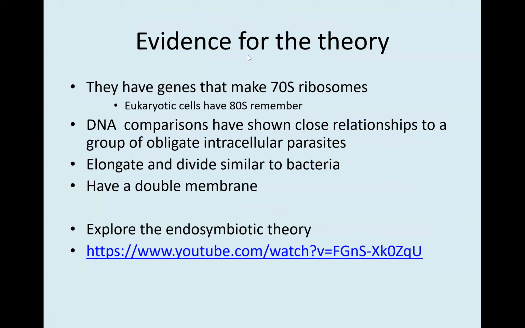Right. And then when we talk about the evidence behind the theory, they have genes that make 70S ribosomes. And remember, eukaryotic cells are going to be an 80S. So the DNA comparisons support the idea of this close relationship, and they've also shown close relationships to obligate intracellular parasites. They also elongate and divide similar to bacteria, and they also have a double membrane. So this is why it helps move towards this evidence that mitochondria and chloroplasts were at one point bacteria.